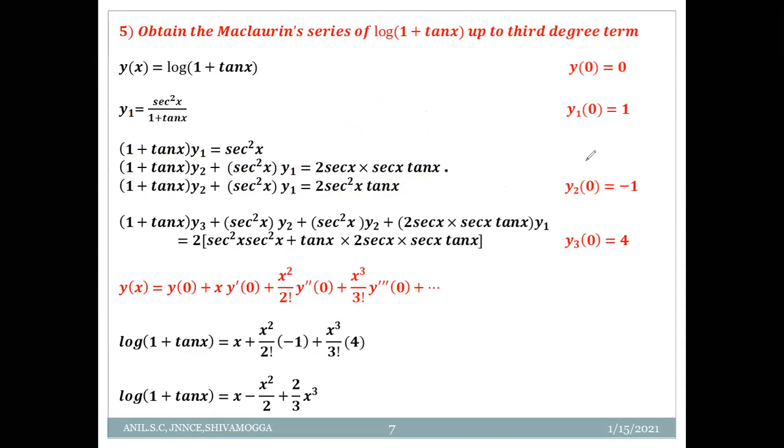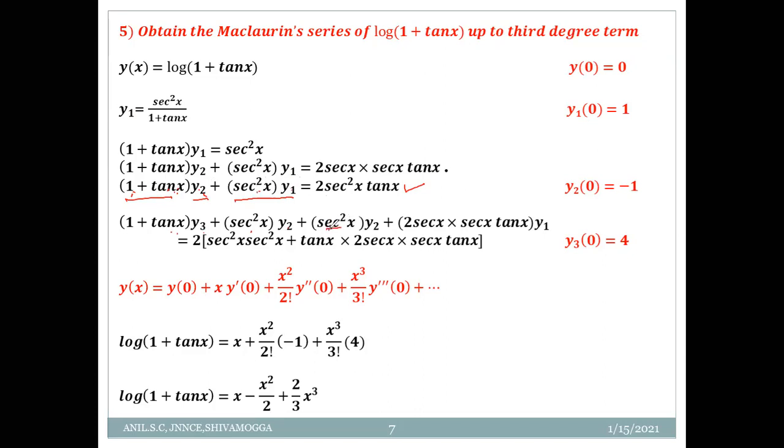Next, to find the third derivative, we differentiate this expression with respect to x. 1 plus tan x into derivative of y2 is y3. Right? This is the first function and this is the second function. First function 1 plus tan x into derivative of y2 is y3, plus derivative of 1 plus tan x. 1 is constant, its derivative must be 0, and derivative of tan x is secant squared x into second function y2. Similarly, we differentiate this, treating secant squared x as first function and y1 as second function.